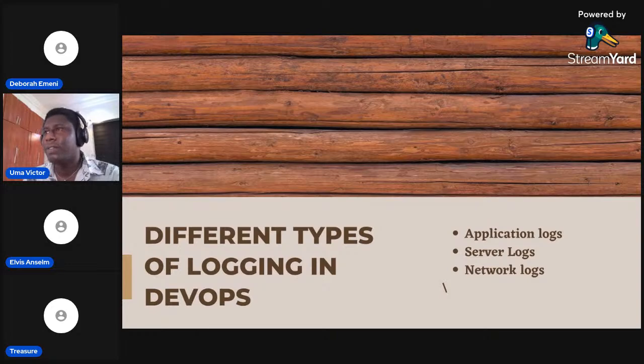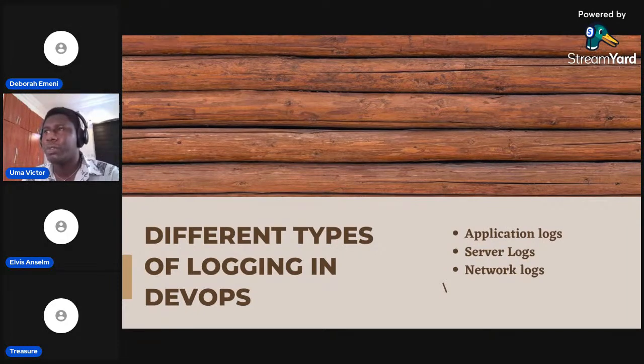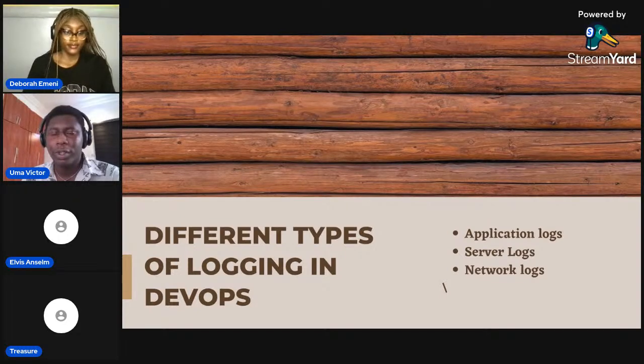You have infrastructure logging. Infrastructure logging involves capturing data about the performance and behavior of the underlying infrastructure that supports the application, such as servers, databases, network, and so on and so forth. This type of logging can help operations teams to monitor the health of the application and the infrastructure of the application. You have server logging. Server logging is just logging all the activities in your server, and so on and so forth.